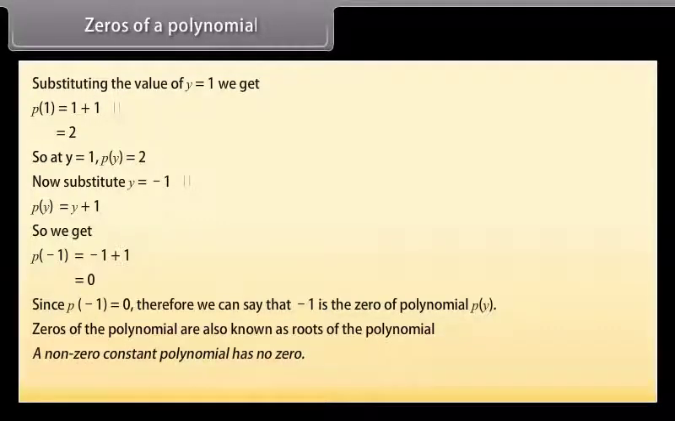A non-zero constant polynomial has no zero. A linear polynomial has one and only one zero.